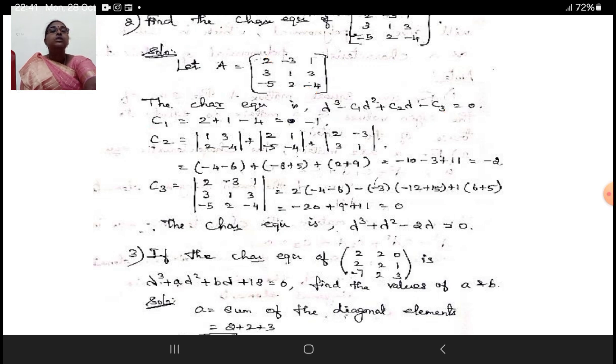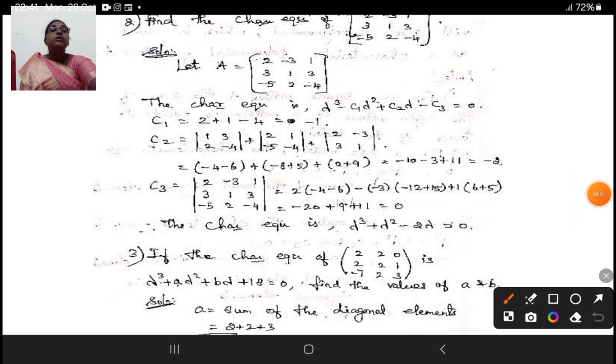Next is C2. C2 is nothing but, first choose the first diagonal value, that is 2. Omit this row and column. The remaining 4 values you write. Plus the next diagonal value 1. Choose the 1 and omit this row and column. Then the 4 corner values you choose. So we write all the 4 values, first cross minus next cross, and we get the answer here.